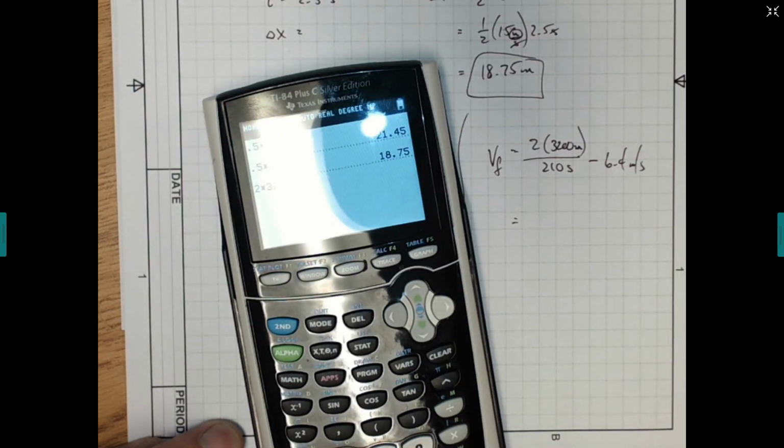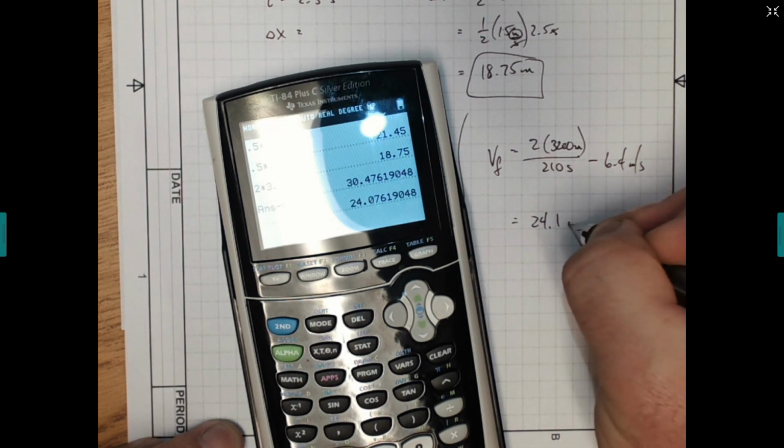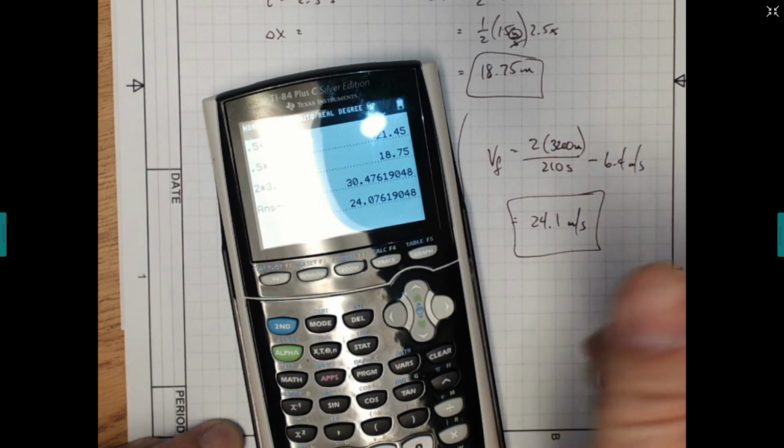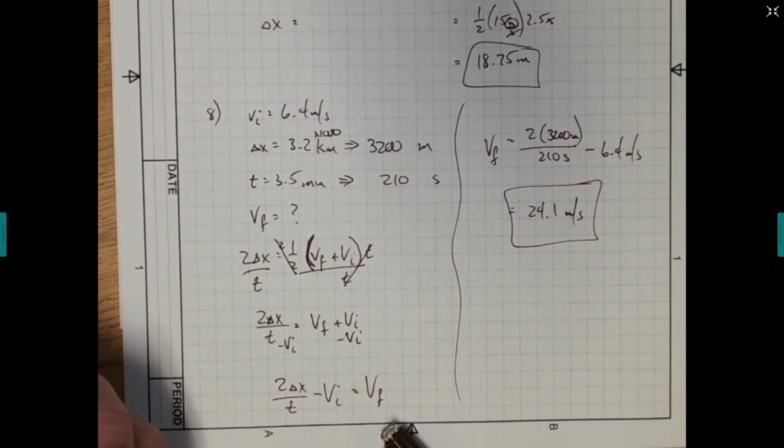2 times 3,200 divided by 210 minus 6.4, and we end up with 24.1 meters per second. And we're good. And that's all there is to it. I will do the rest of the worksheet in another video.